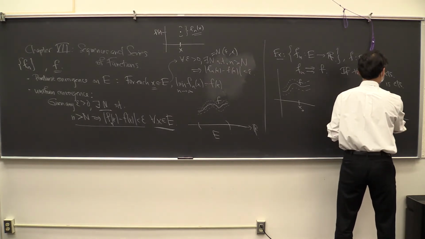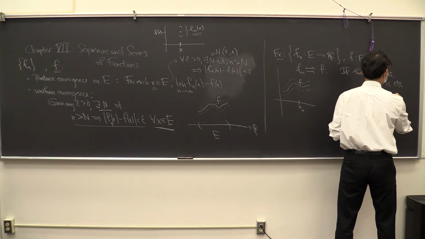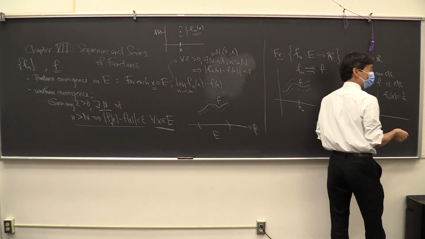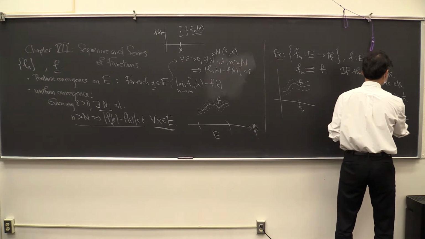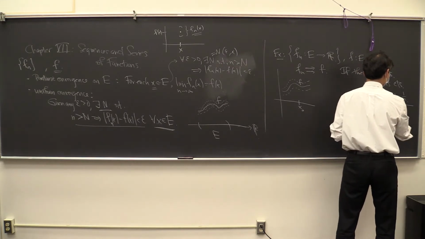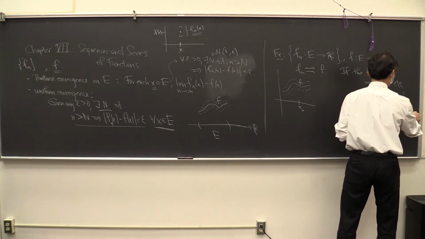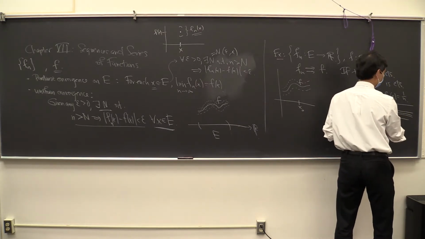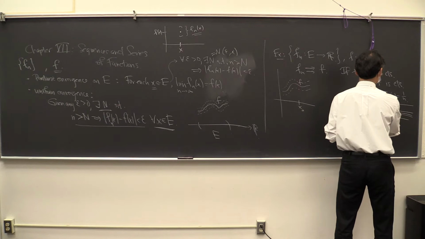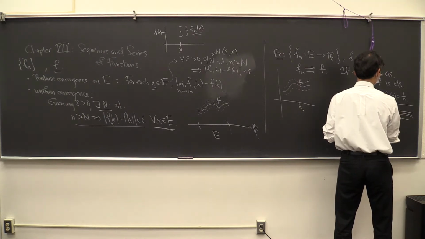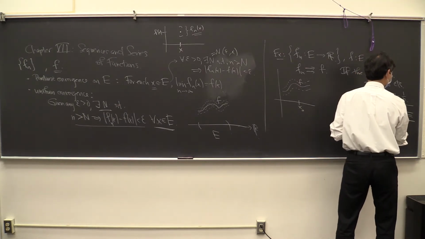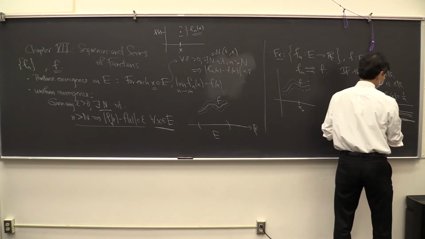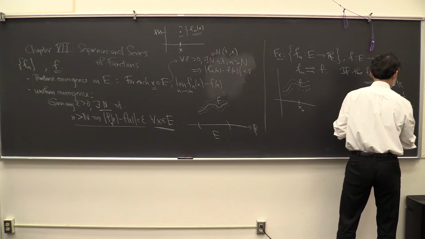A simple example would be one we did in class. Suppose you have these constant functions. The first one is just one. The second one takes the value of a half. The next is a third, a fourth, and so on and so forth. So here's f1, f2, f3. Those guys converge uniformly to the zero function. That was one example we gave.